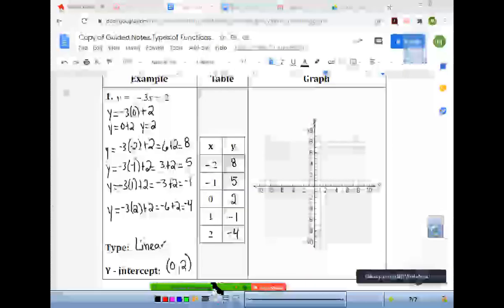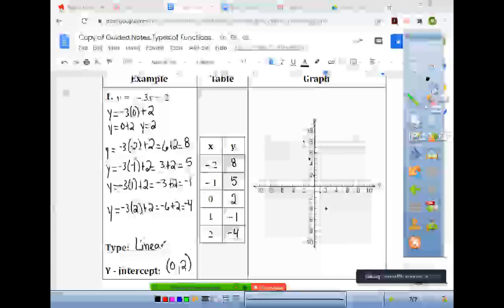And so we're going to plot each one of these points to get our graph for our line. So we'll go -2 and then up to 8. There's a point. -1 and up to 5. 0 and up to 2. 1 and down to -1. And 2 and down to -4.